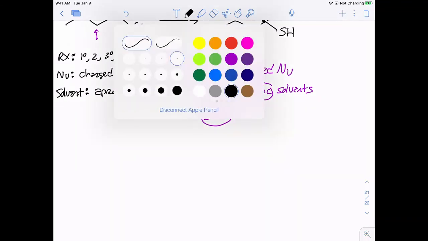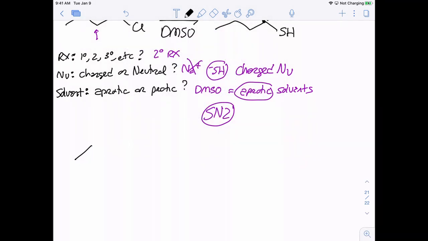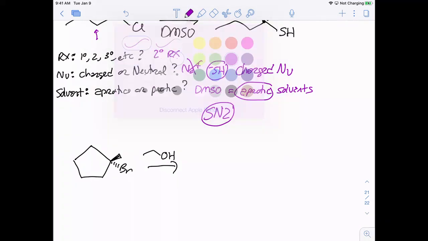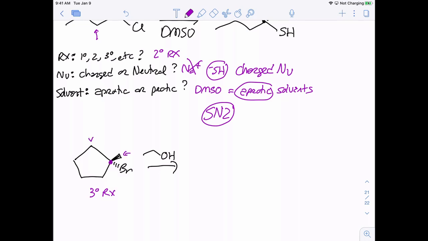Another example for us. Let's do a cyclopentane, and I have a bromine on there. And then we're going to be given ethanol. Same thing, I'm going to go through and look at primary, secondary, tertiary. So this one is a tertiary alkyl halide. This carbon is attached to 3 carbons: my methyl group, this one, and that one. So tertiary.